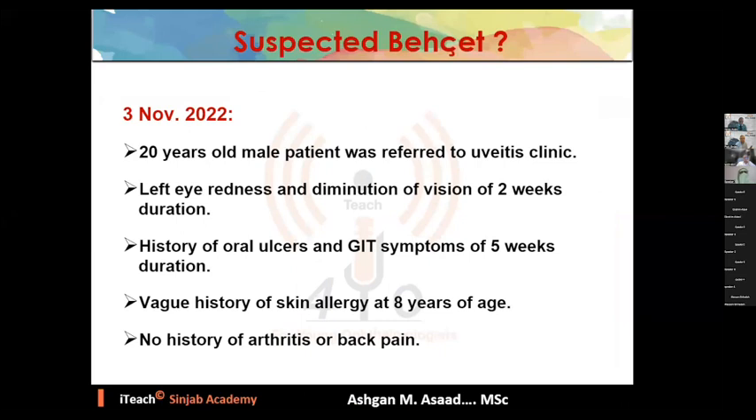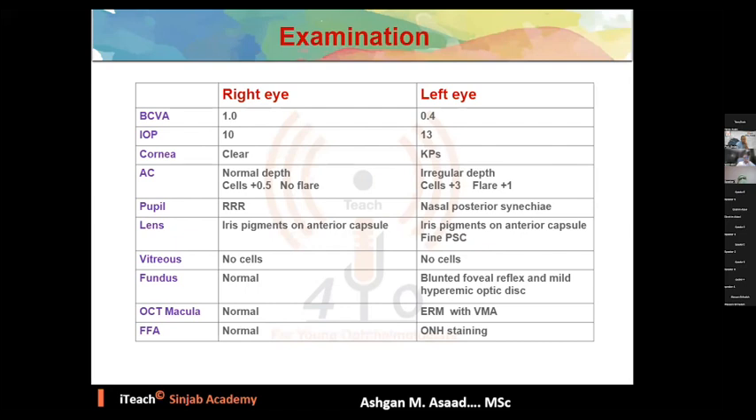On 3 November 2022, a 20-year-old male patient was referred to the uveitis clinic with left eye redness and diminution of vision of 2 weeks duration, history of oral ulcers and GIT symptoms of 5 weeks duration, weak history of skin allergy at 8 years of age, no history of arthritis or back pain. His best corrected visual acuity was 1 in the right eye, 0.4 in the left eye. The IOP was 10 in the right eye and 13 in the left eye.